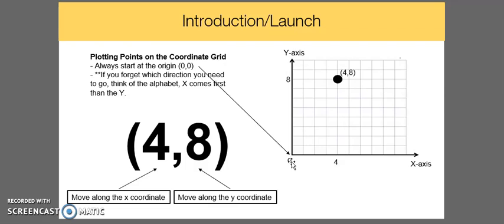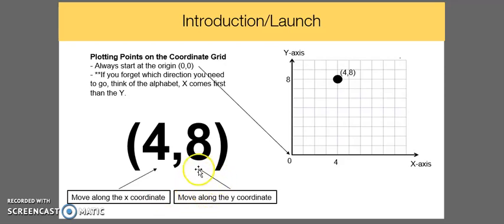So we count 0, 1, 2, 3, 4 going this way on the x, and we count up and down 1, 2, 3 going up in the y. So when we do this, we want to calculate each coordinate. So let's say for here, we are calculating 4, 8. When we look at these two numbers, the first number is how we move along the x coordinate, and the second value, we move along the y coordinate.